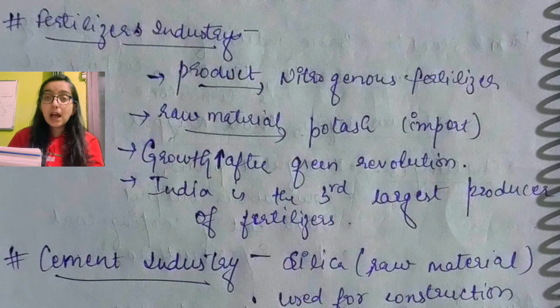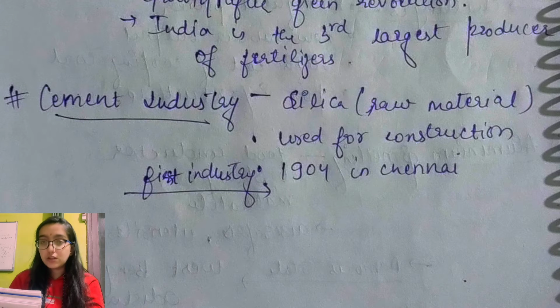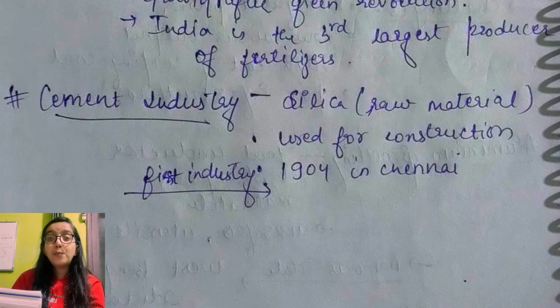Now comes the cement industries. You all know the significance of cement and what the applications of cement are. I do not need to tell you. The raw material used in cement industries is silica, and the product is used for construction. The first industry was established in India in 1904 in Chennai. I hope it's clear.